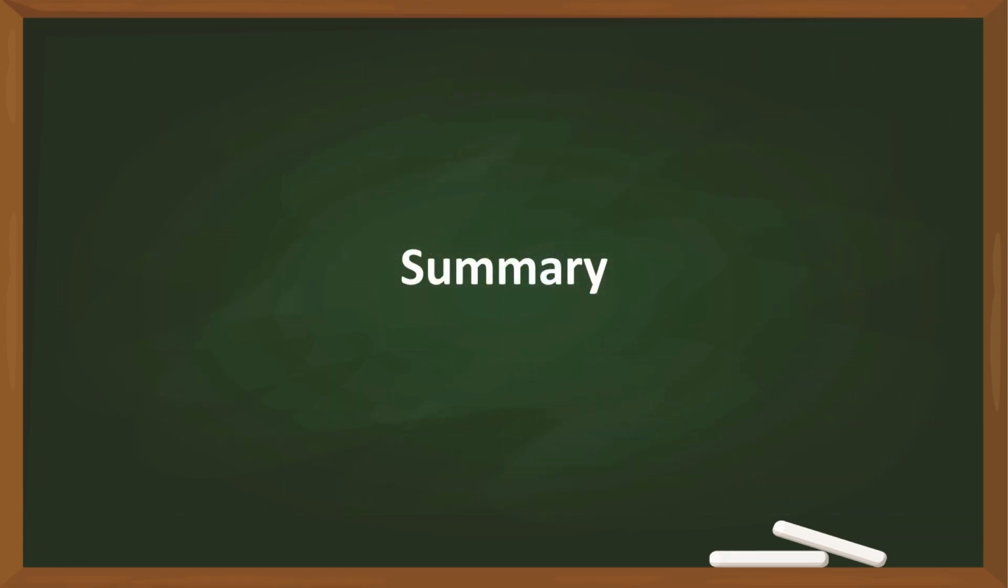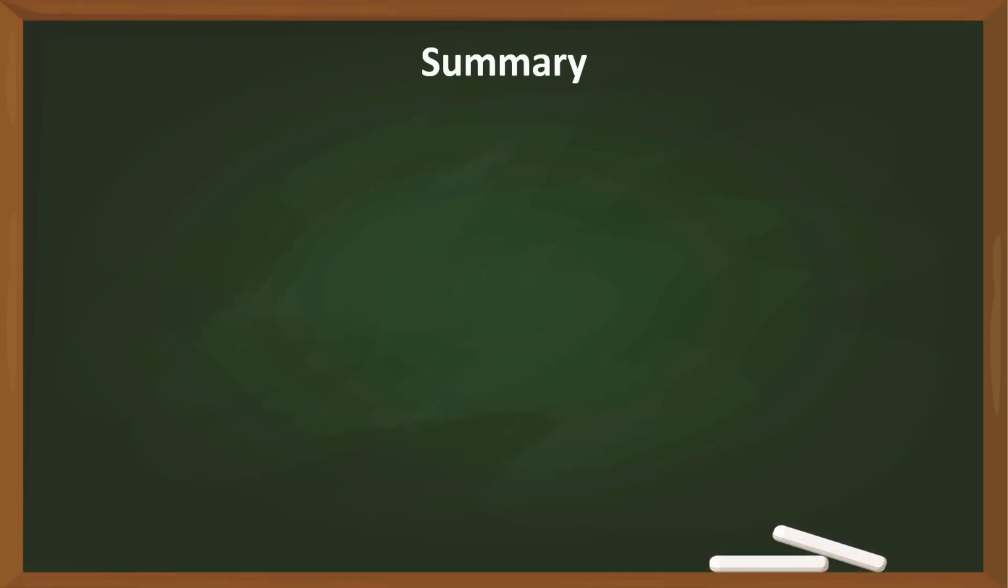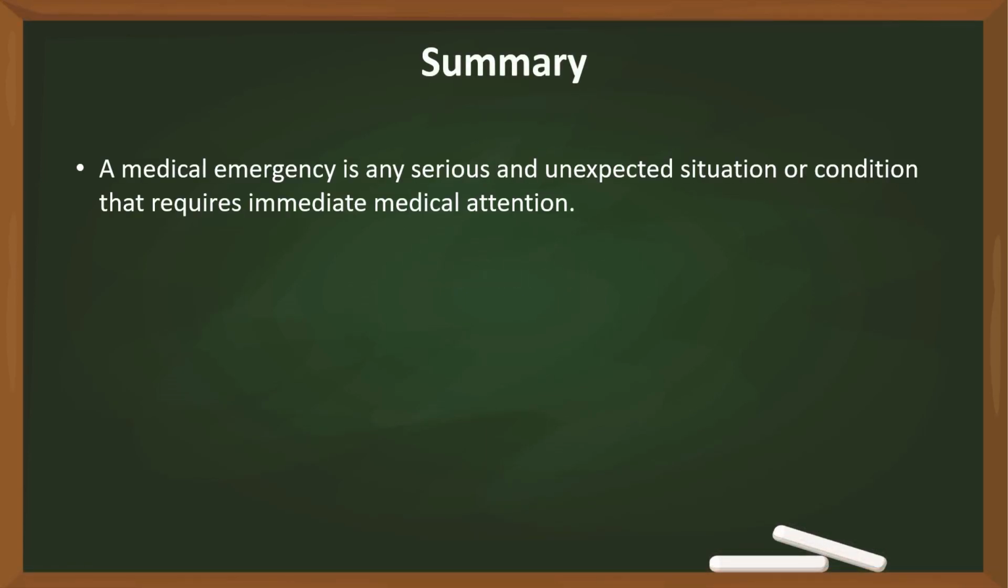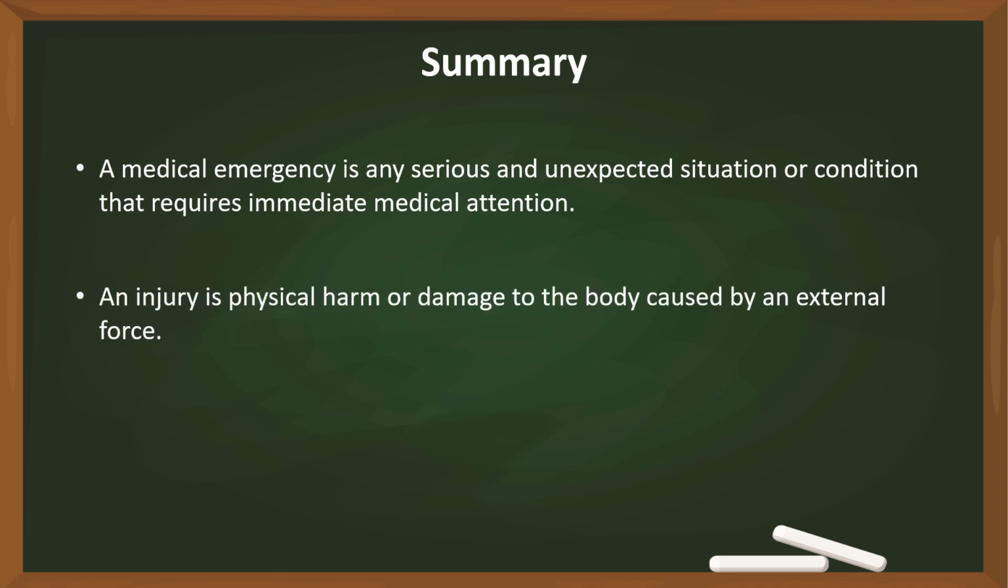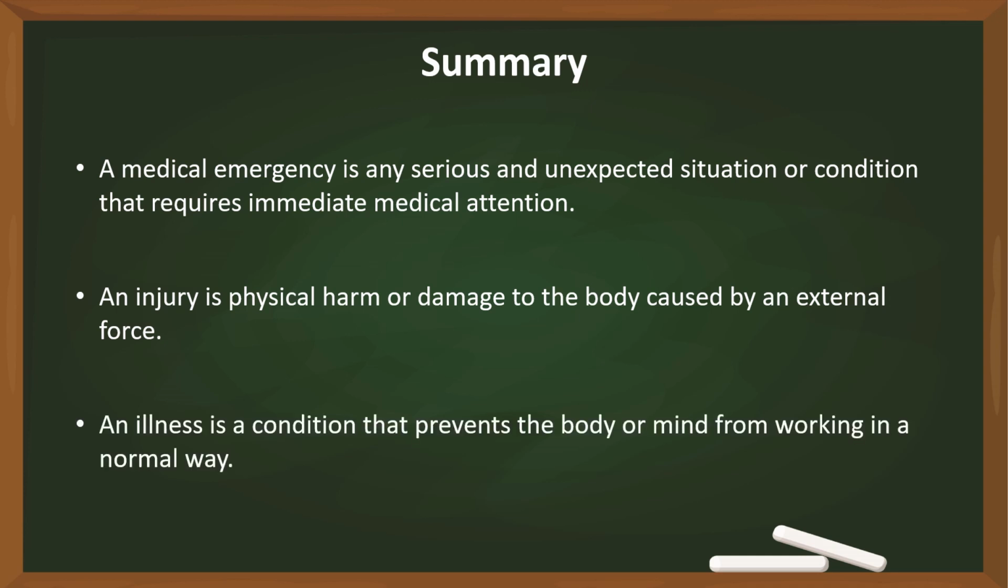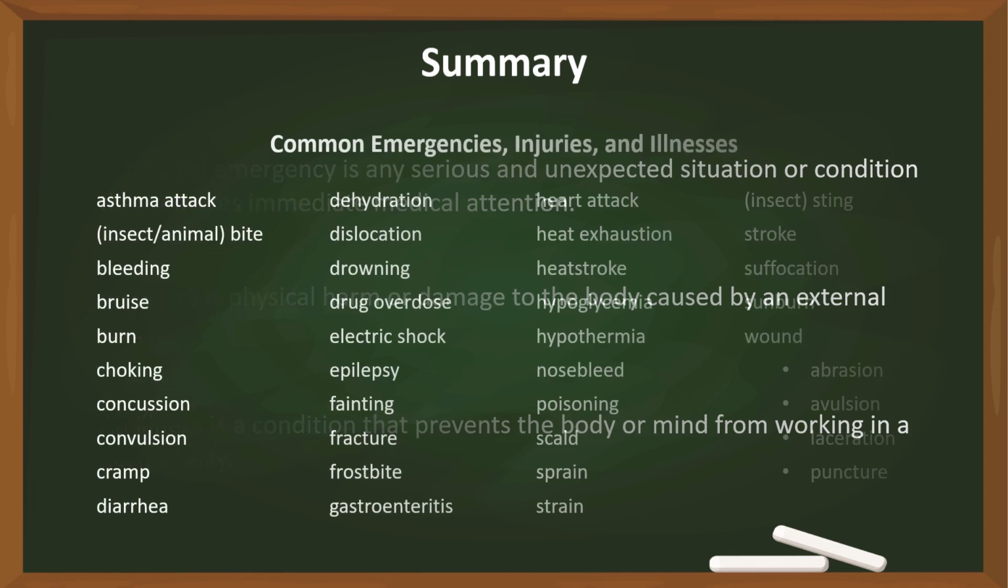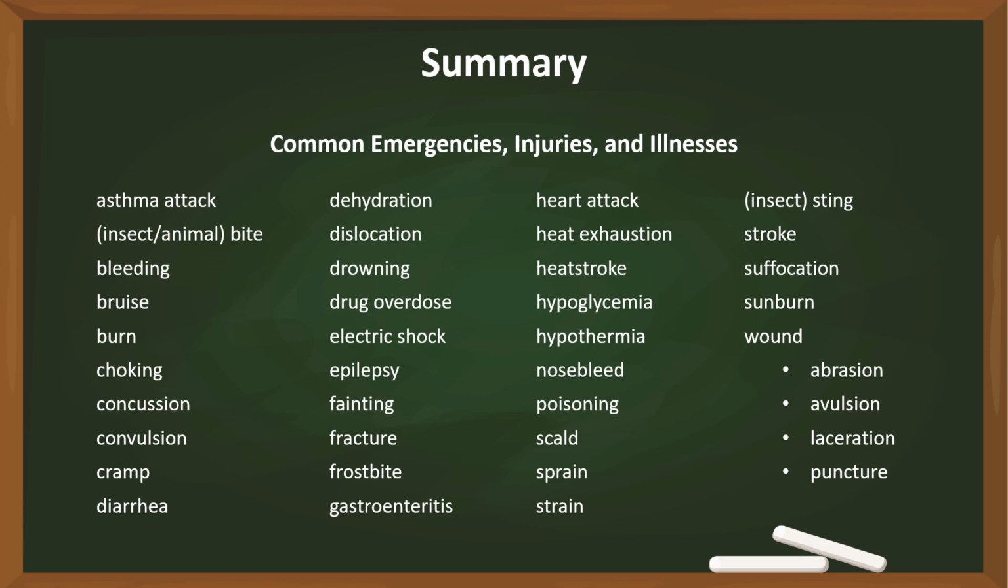Summary. First, a medical emergency is any serious and unexpected situation or condition that requires immediate medical attention. Second, an injury is physical harm or damage to the body caused by an external force. Third, an illness is a condition that prevents the body or mind from working in a normal way. Fourth, here are common emergencies, injuries, and illnesses.